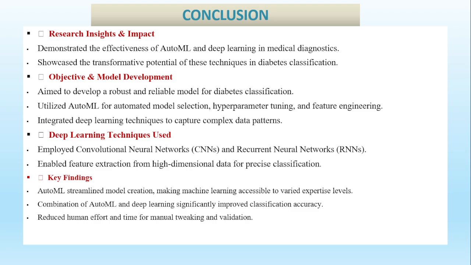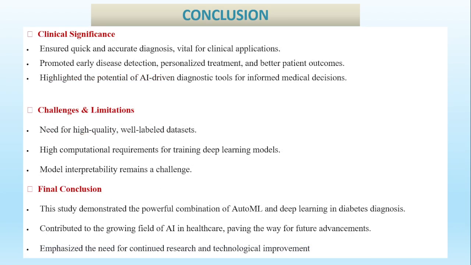Key finding: AutoML streamlines model creation, making machine learning accessible to varied expertise levels. The combination of AutoML and deep learning significantly improves classification accuracy, reducing human effort and time for manual tweaking and validation. The clinical significance of this study is that it ensures quick and accurate diagnosis vital for clinical applications, promotes early disease detection, personalized treatment and better patient outcomes, and highlights the potential of AI driven diagnosis tools for informed medical decisions.